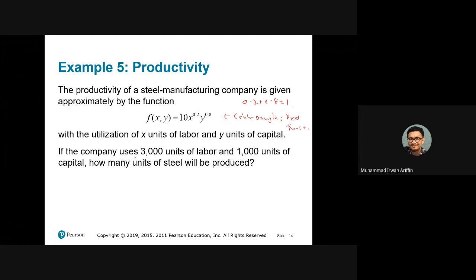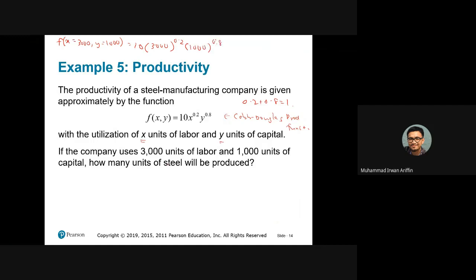Now, if the company uses 3,000 units, where x is labor and y is capital. So 3,000 labor, 1,000 capital, how many units of steel will be produced? So how do we do this? We simply need to substitute. So now we have x equals 3,000 and y equals 1,000. That equals 10 multiplied with 3,000 to the power of 0.2, and then multiplied with 1,000 to the power of 0.8.